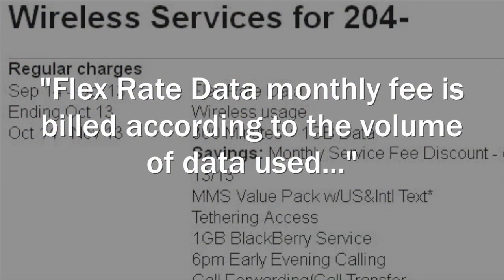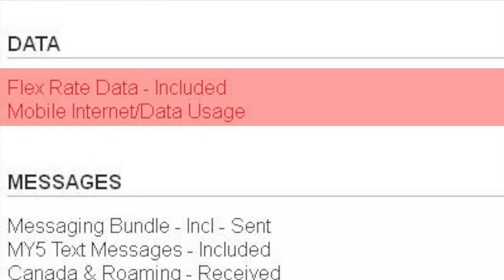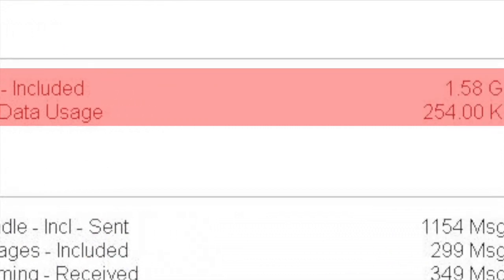Turns out that flex rate data is something that is tacked onto your bill when you go over your data usage. But it was on my account, though it was never explained to me what it was and that I would be incurring charges for it. So, naturally, I wanted to see how much data I had because when I looked at the section for actual data usage, it didn't show that I had gone over.